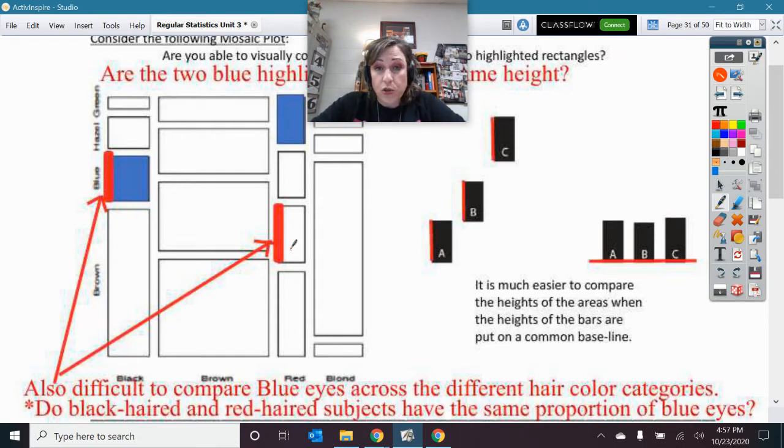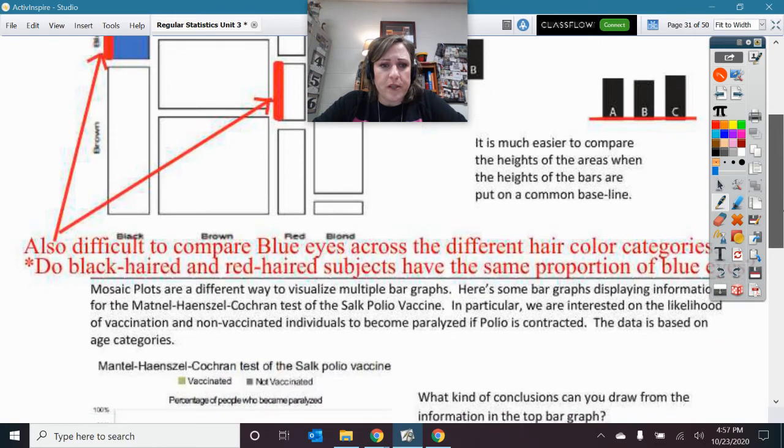Are those two proportions the same height? Very difficult. See? It's even hard to see that this was a blue section and this was a blue section. So there are some things that could be difficult. It would be much easier to compare different squares or rectangles in the mosaic plot if they were lined up on the same axis. So there's kind of a disadvantage with the mosaic plot.